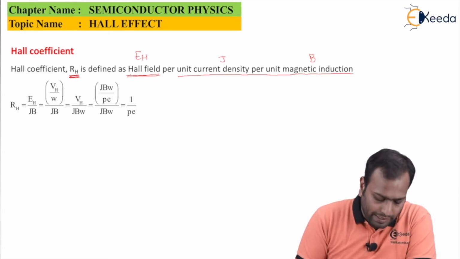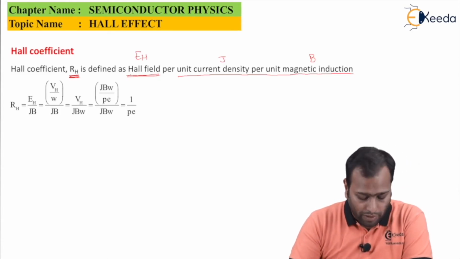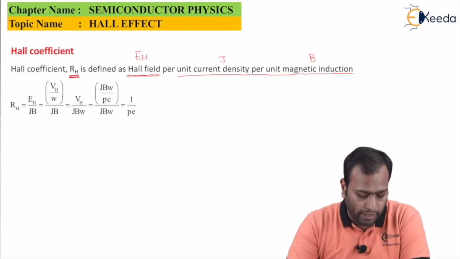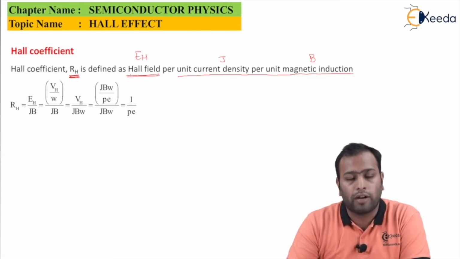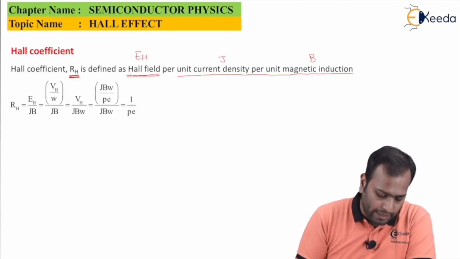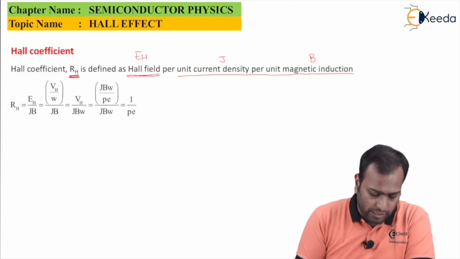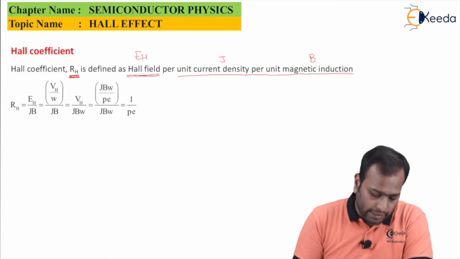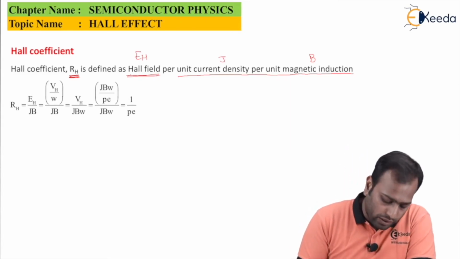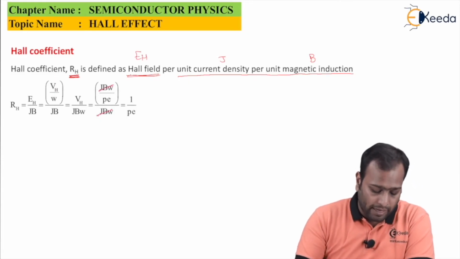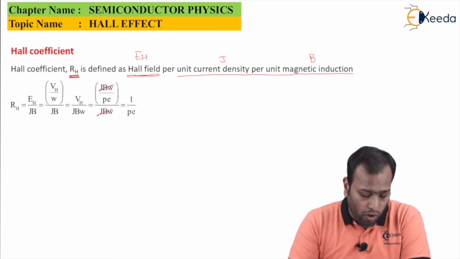For EH, I'll be replacing it with VH by W. Why am I doing so? Because in most cases, I'll be supplied with the Hall voltage, and that's why it is important to use VH at all the places where EH comes into the picture. So I've replaced EH as VH by W, hence the equation becomes VH upon JBW. Now, VH can also be represented with the first formula that we talked about in terms of current density, that's JBW upon ne. If I do this, of course JBW gets cancelled and I'll be left with 1 upon ne. As you can see, this is the value for the Hall coefficient.